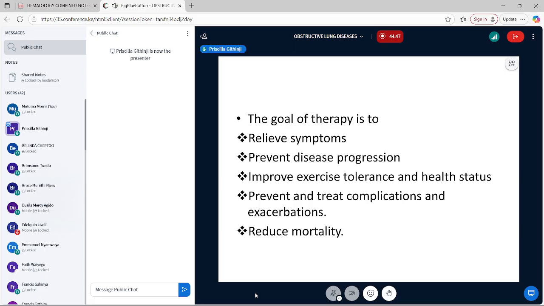So emphysema is mainly associated with alpha-1 antitrypsin deficiency, that will most likely give you your panacinar emphysema, and also cigarette smoking, and also air pollution, as seen in low and middle income countries like Kenya.